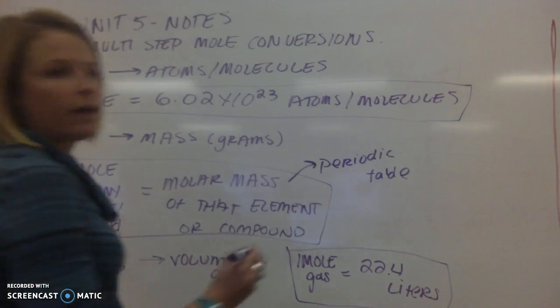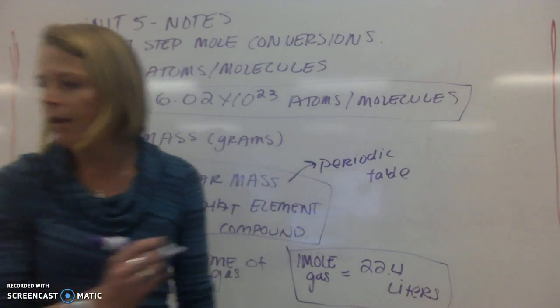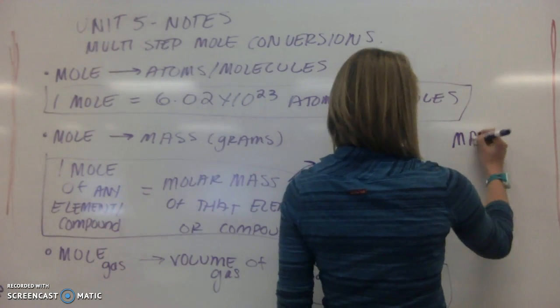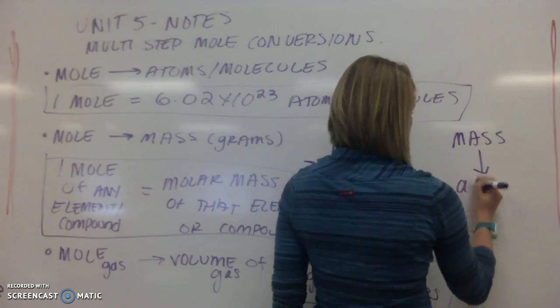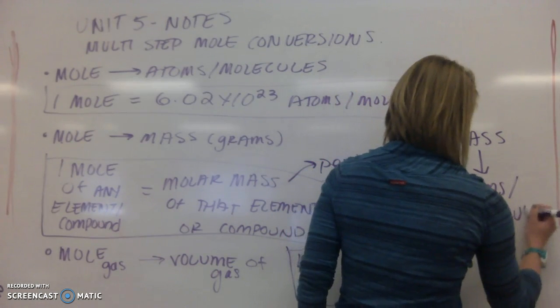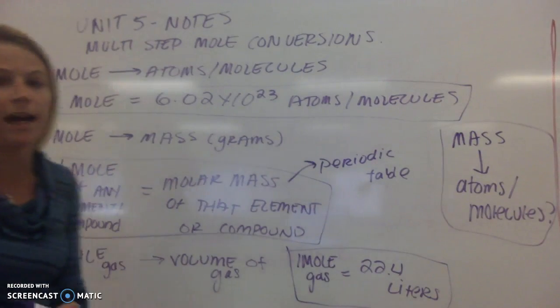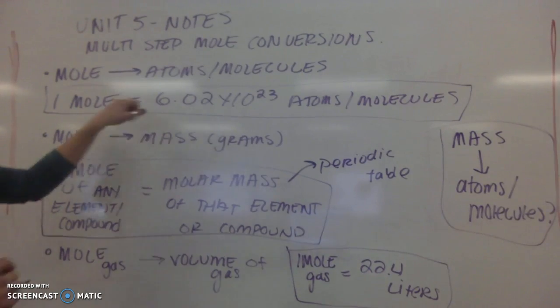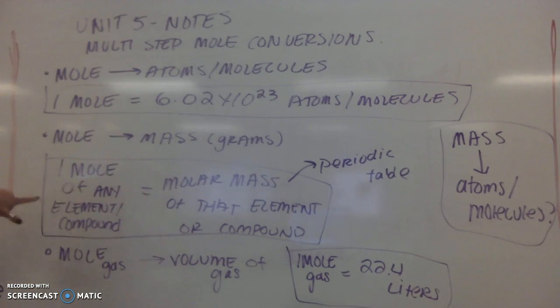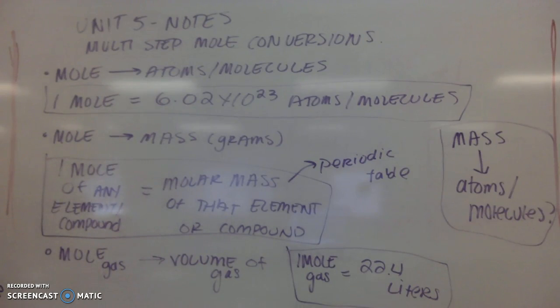What happens though if we are asked, how do we go from mass to atoms or molecules? That is going to take 2 steps. We're going to have to go from mass to moles, then moles to atoms or molecules. And that's what we're going to do a couple example problems of here right now.